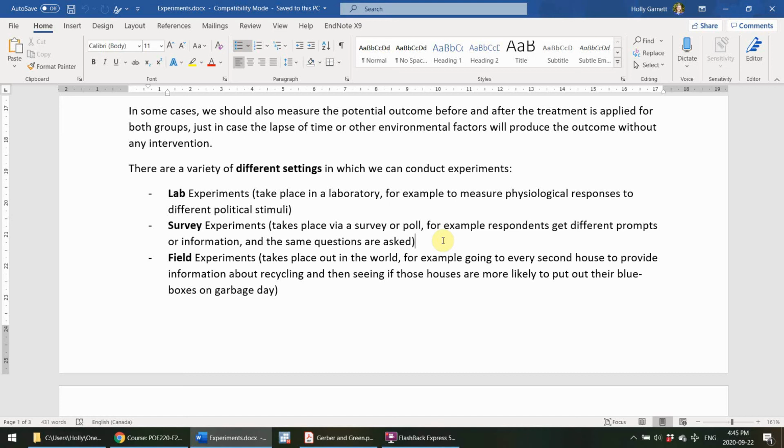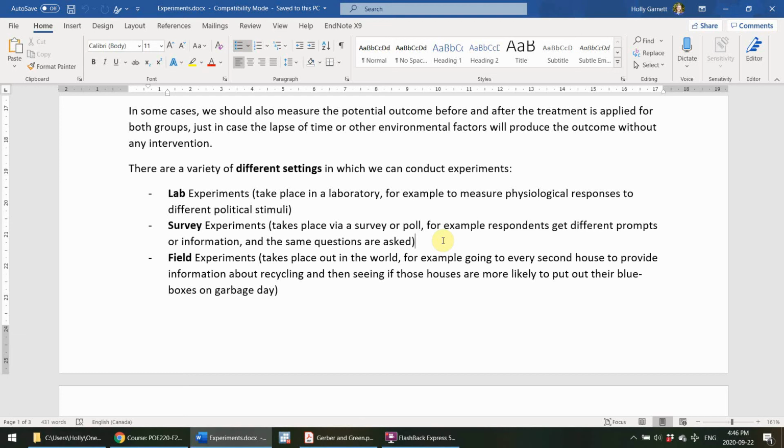A field experiment takes place out in the world. So for example, going to every second house to provide information about recycling and then seeing if those houses, which got info about recycling as opposed to a flyer about the local pizza place, are more likely to put out their blue boxes on garbage day. Actually, you probably wouldn't want to use a flyer for a pizza place, because then it's possible that all the people who got the pizza flyer would decide to go get pizza, and then they'd have pizza boxes in their blue boxes. Anyway, so maybe they would get another random flyer about nothing, or maybe they just wouldn't get anything, because honestly, I don't think there's much difference. But yeah, so you can actually do things out in the world, or for example, where you'll test a new thing.